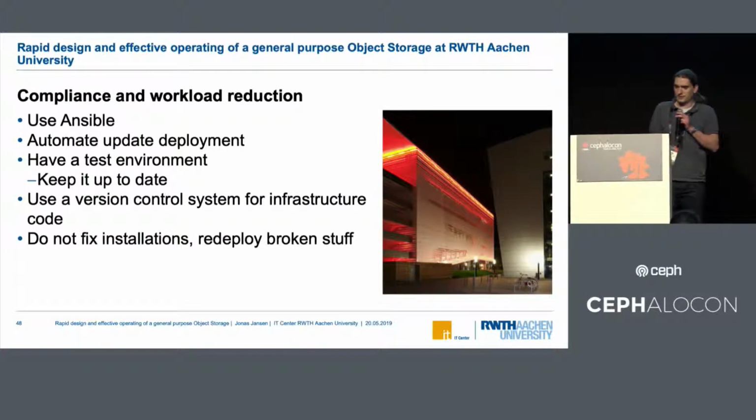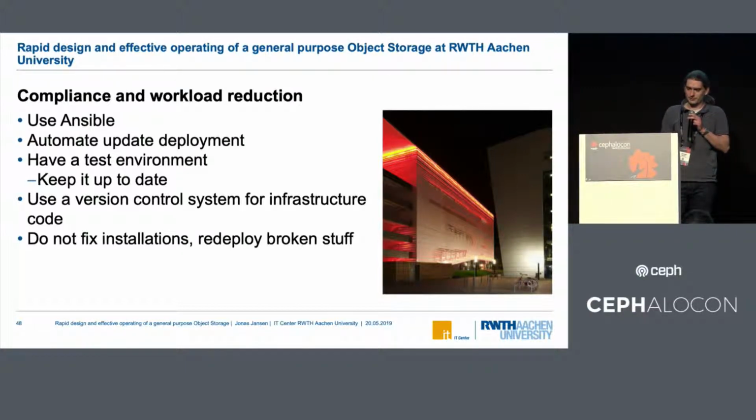Now we are looking at the compliance and workload reduction. First of all, you should have a configuration management tool like Ansible. I think Ceph Ansible is a great project you can start off. And you should also use your configuration management tool to automate your operating system updates, so you can do them regularly and in a fast manner. Also, everyone should have a good test environment, especially for purposes like updates or changes in your infrastructure as code. And of course, you need to keep your test environment up to date so it behaves the same like your production environment.